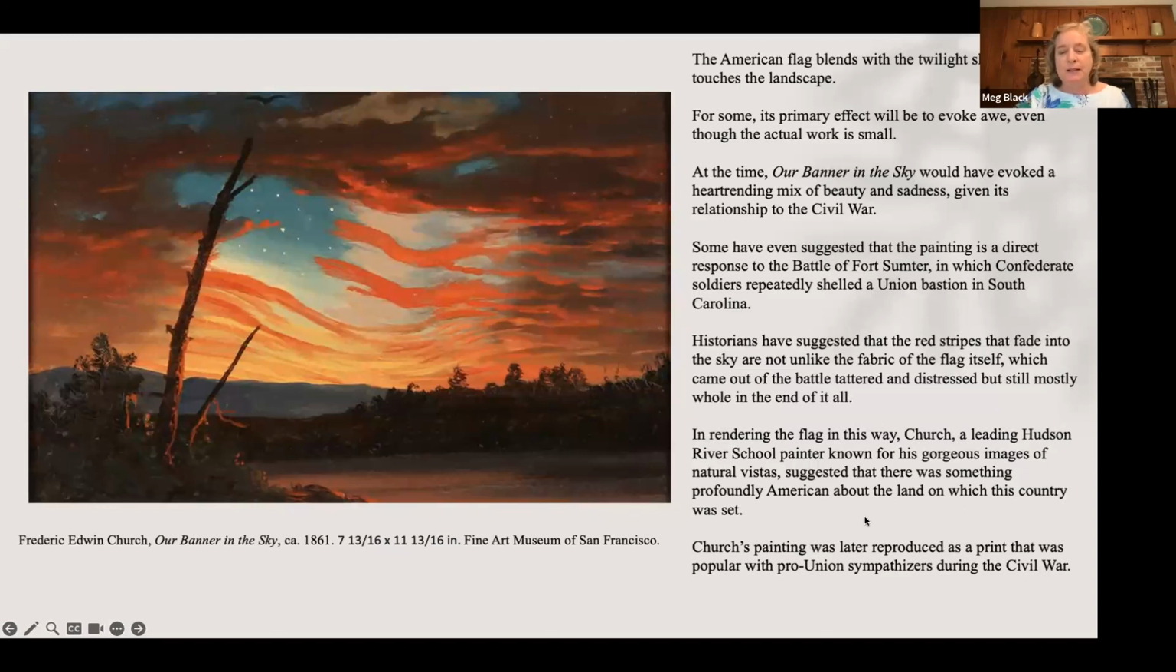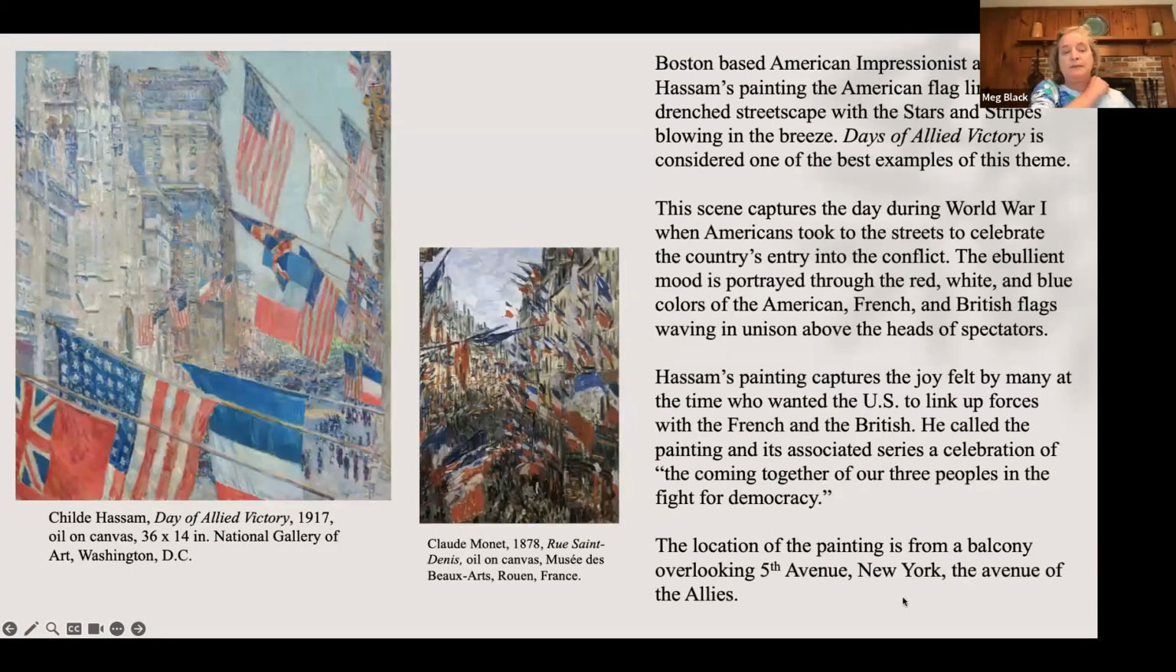This painting was reproduced and printed for pro-Union sympathizers during the Civil War, so they would have had copies of it. And now it's in the museum in San Francisco. Then this one is by Childe Hassam, a Boston-based American Impressionist. And again, look at the date. This is 1917. It says the day of Allied victory, but this is the day that the Americans get into World War I.